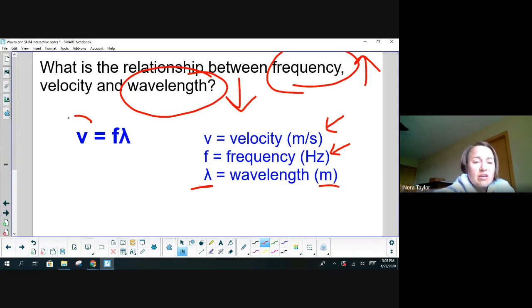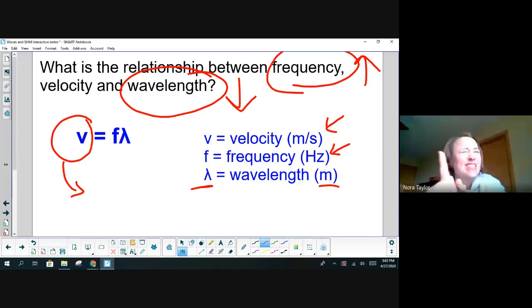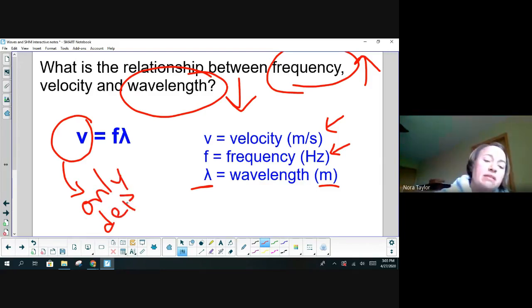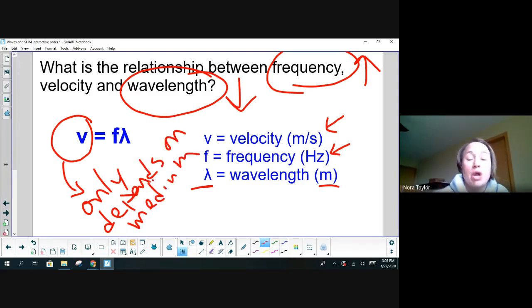Now, this value right here, this velocity, only depends on one thing. And this is the tough thing about waves. It only depends on the medium the wave is traveling through. So light always travels the same speed in a vacuum. It doesn't matter if it's red light or yellow light or green light or UV light or infrared, all of those travel at exactly the same speed. And all those things that I just listed all have different frequencies and different wavelengths.